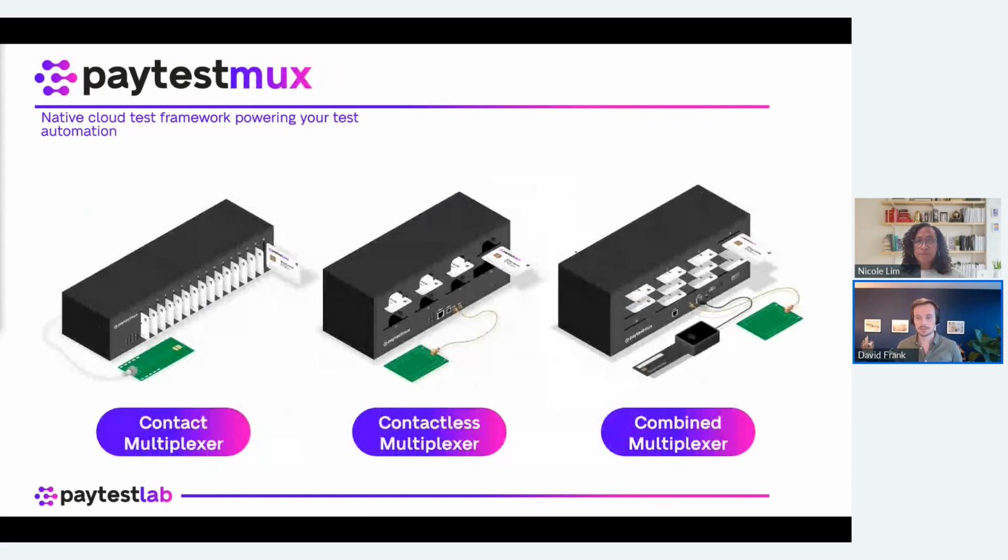We've got three multiplexers in our portfolio. So we've got a contact and a contactless multiplexer separately, and we have a combined multiplexer which can hold dual interface cards and is connected with two probes. This is obviously an advantage because then you only need one set of test cards. You don't need two of them, and it's easy for you to manage and maintain that setup as well.